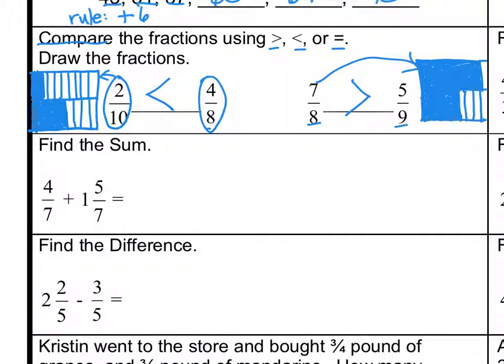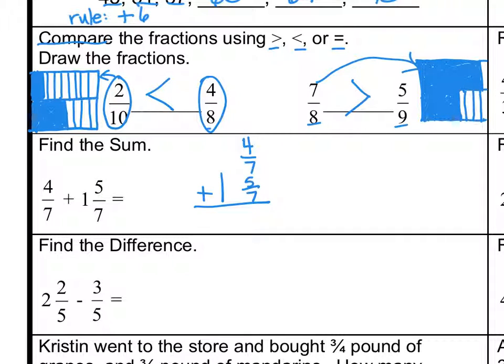All right, find the sum. Now, eventually, you'll get so good at this that you could look at this horizontally. But for right now, I want to teach you something. Like 4/7 doesn't have a whole number. We're going to do it vertically, but we put the wholes on the left and the fractions on the right. So because this doesn't, it's like having a 0 right here. So just imagine that there, okay?